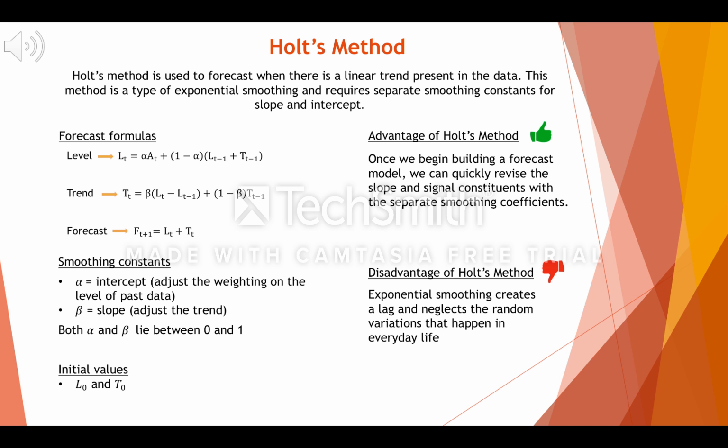These are three formulas that we used during Holt's method: level, trend, and forecast. To use these formulas, we need decision variables, alpha and beta. Both alpha and beta would be between 0 and 1. Also, we need the initial values, L0 and T0.